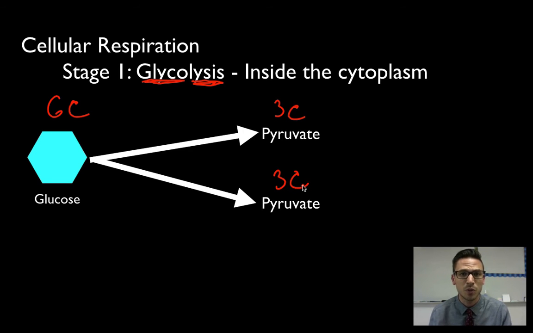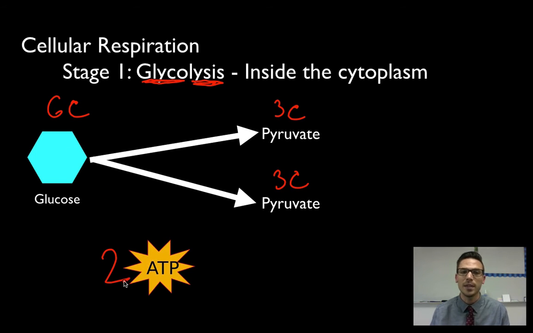What do we get out of this? Well, just simply by doing this process, we're actually going to get a little bit of ATP out of this. We're actually going to net 2, and the reason I say net is because it's going to cost us 2 to do it. We have to use 2 ATP. We're going to create 4 from the process, so if you take the 4 that we create minus the 2 that we had to use, we're actually only netting 2 ATP.